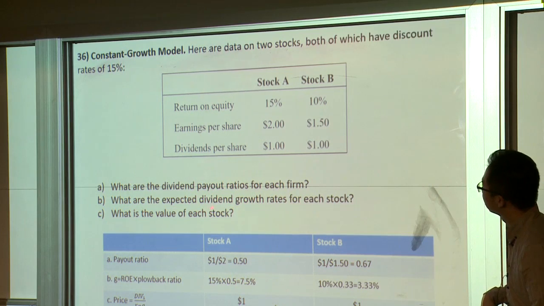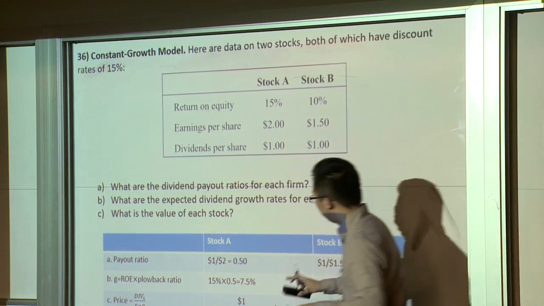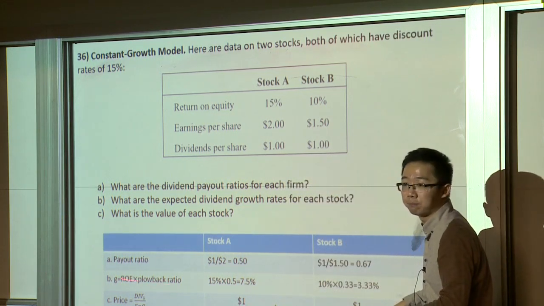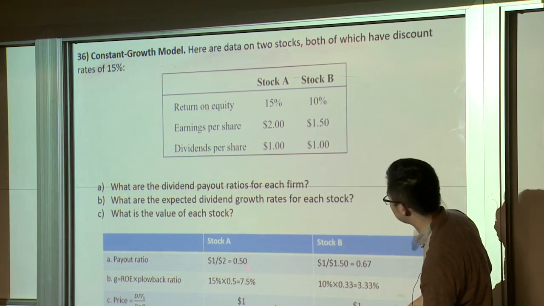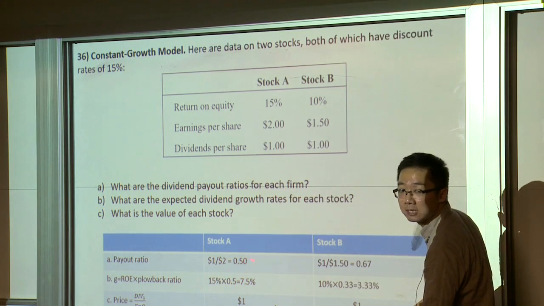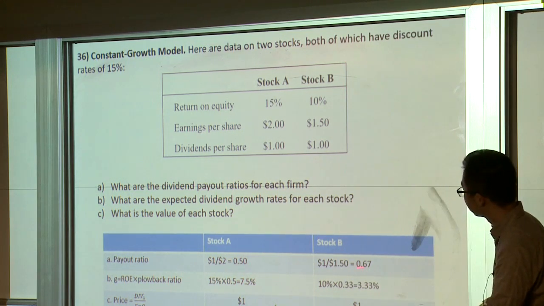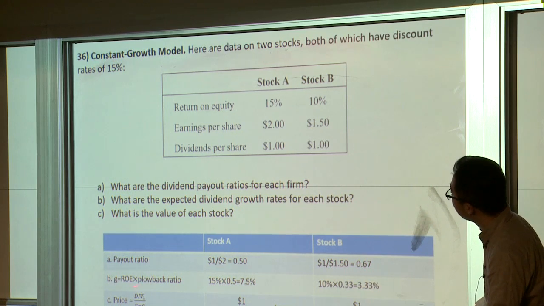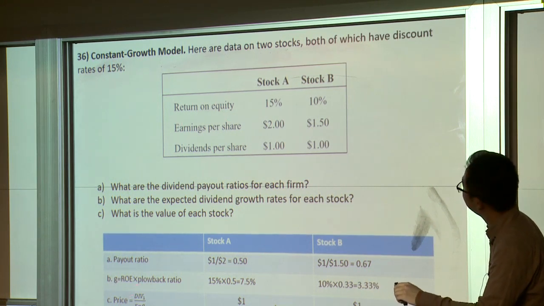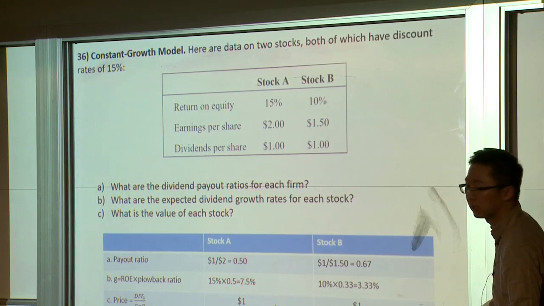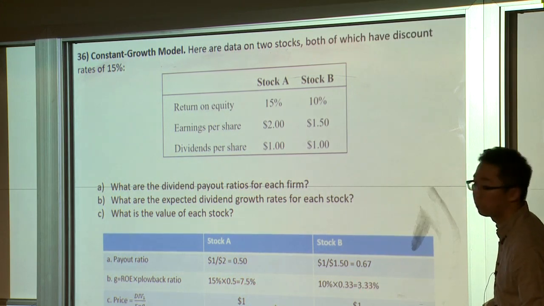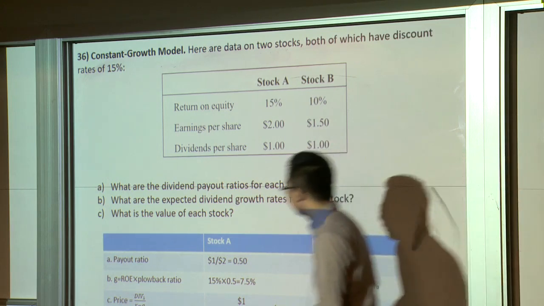And what is the expected dividend growth rate for each stock? That's G, right? ROE multiplied by the plowback ratio. So how much is the plowback ratio? It's 1 minus the payout ratio: 1 minus 0.5, and 1 minus 0.67. But what is ROE, the return on equity? 15% and 10%. So 15% multiplied by 1 minus 0.5, which is 0.5, gives 7.5%. And 10% multiplied by 1 minus 0.67 gives 3.3%. Okay, that's G.